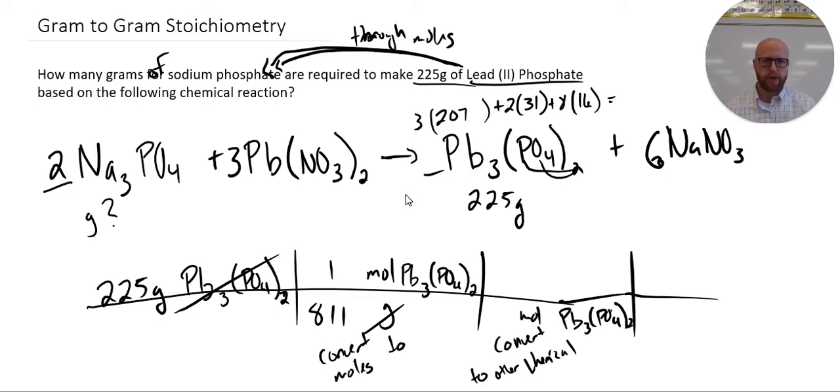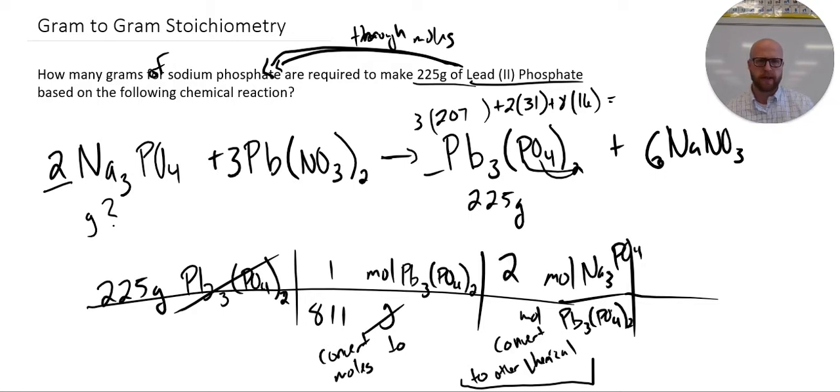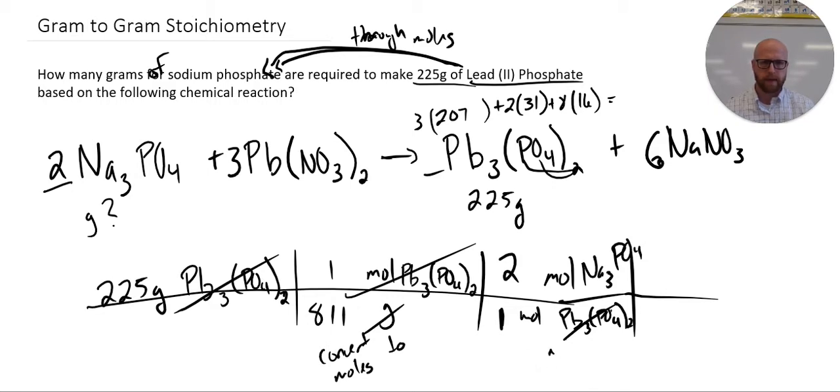And I want to go to sodium phosphate, so that's going to go up here, moles of Na3PO4. And how do I convert from one chemical to another chemical? From my balanced chemical reaction. So I know that 2 moles of sodium phosphate per every 1 mole of lead 2 phosphate. My moles of lead 2 phosphate cancel out, and now I'm in moles of sodium phosphate, right? That's what my units say. This is kind of getting messy here. So convert to moles first, then we convert chemicals.